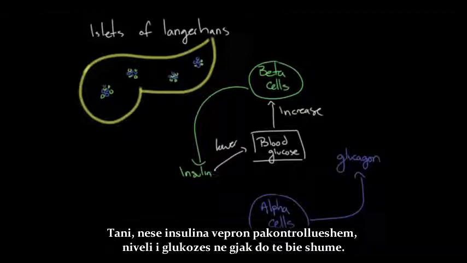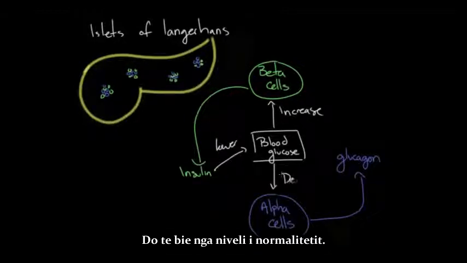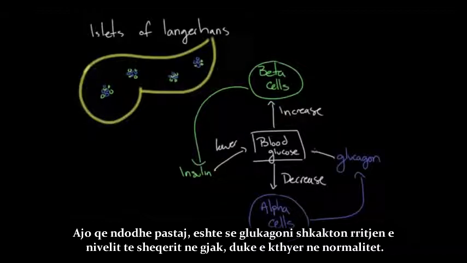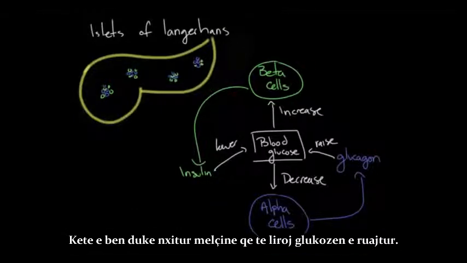Now, if insulin were to act on its own, the blood sugar level or blood glucose level would get too low. It would start to decrease from its normal level. And luckily, the pancreas senses this too in the alpha cells, or the blue cells here, and secretes glucagon. And what happens then is glucagon causes the blood glucose level to rise, going back to normal. And it does this by causing the liver to release the glucose that's stored there.